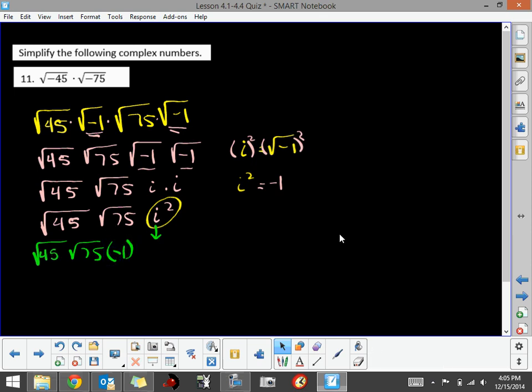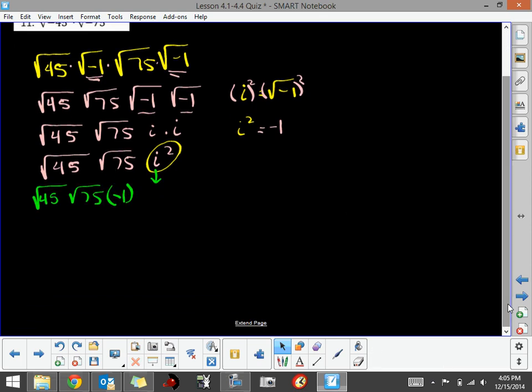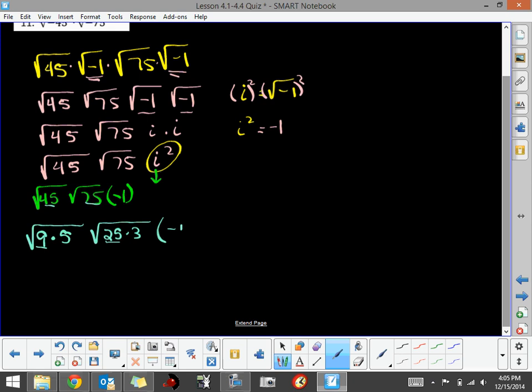So the square root of 45, I've got to be thinking of perfect squares that divide into 45. One of the numbers that pops in my mind right away is that 9 is a perfect square, and 9 times 5 is 45. 75, I think of quarters in 75. That means I've got 25 times 3. 25 is a perfect square that is a factor, or will divide into 75 evenly. 9 is a perfect square that divides into 45 evenly, and that's the purpose of writing those like that, times a negative 1 yet.